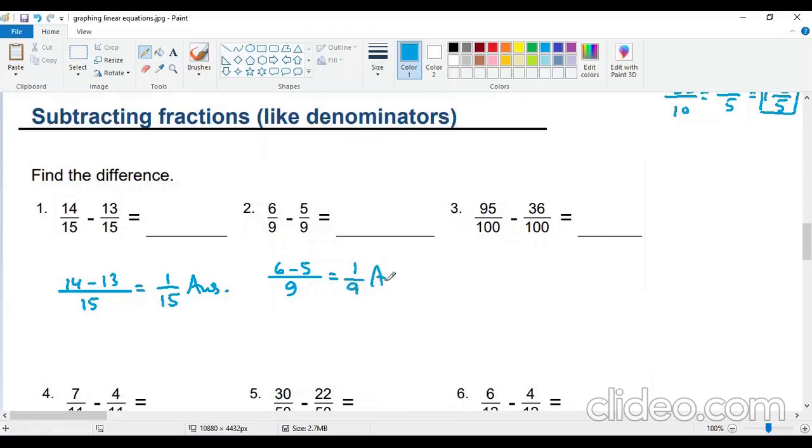Question number 3, in here you write 100, and 95 minus 36 is going to give us a 59 over 100, and both the numbers cannot be reduced, and since this is a proper fraction, we leave it like this.